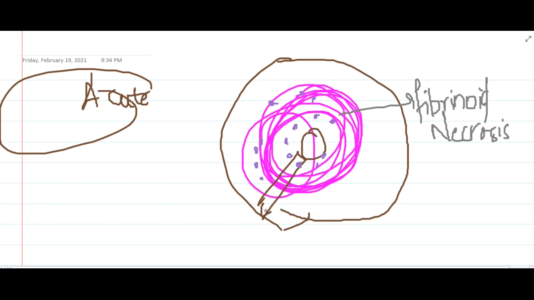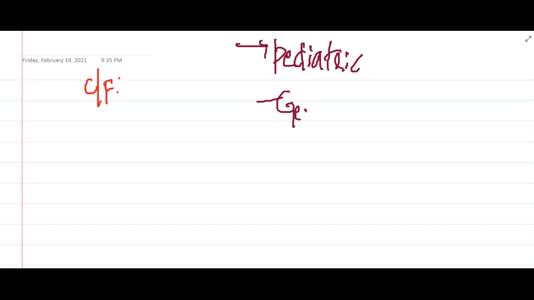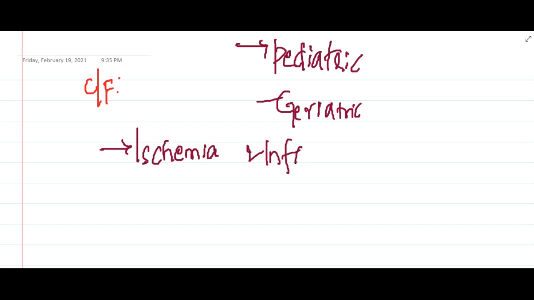Then the next, clinical features in polyarteritis nodosa. It can occur in pediatric patients and it will also occur in the geriatric population, that is, in older age. Because of segmental blockade of the artery, it causes ischemia and infarction of the affected organs. For example, if it involves the renal artery, it causes infarction of the kidney.